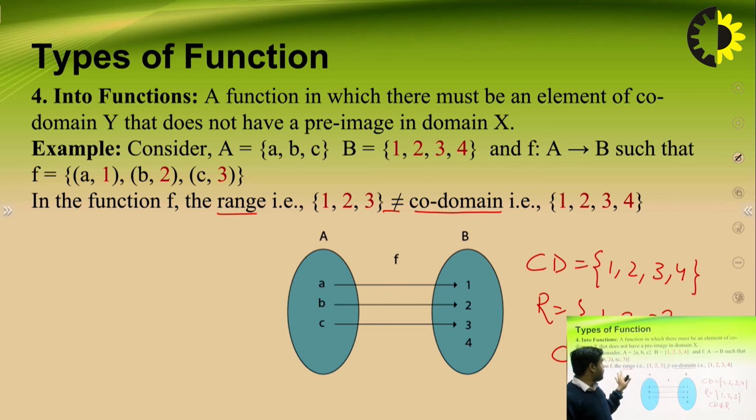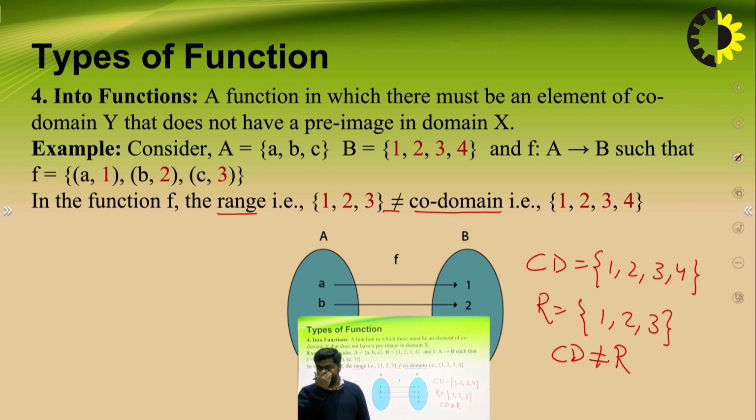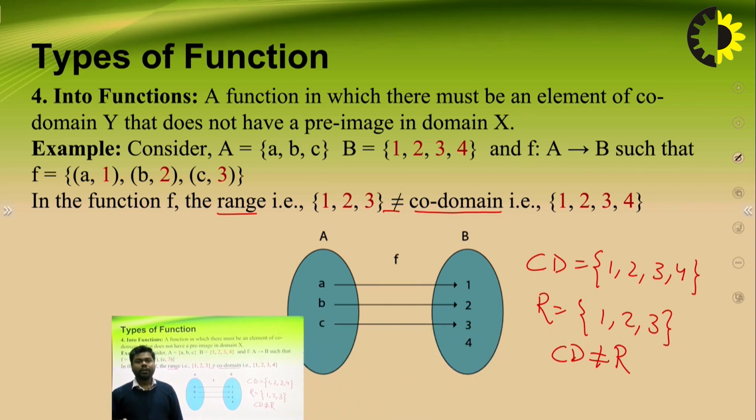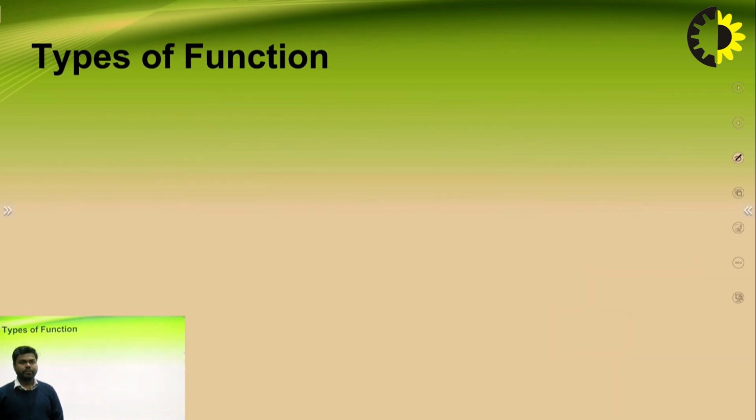So this is the simple definition: an into function is a function in which there must be an element of the codomain that does not have a pre-image in the domain X. In simple words we can say that the range of the function is not equal to the codomain of the function. This is the simple statement of the into function.